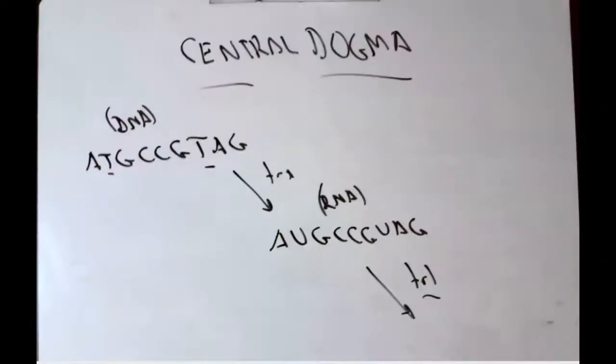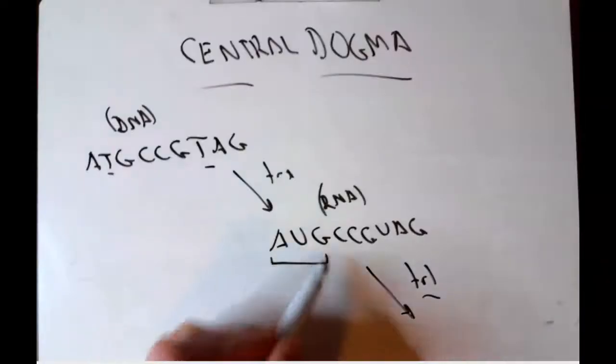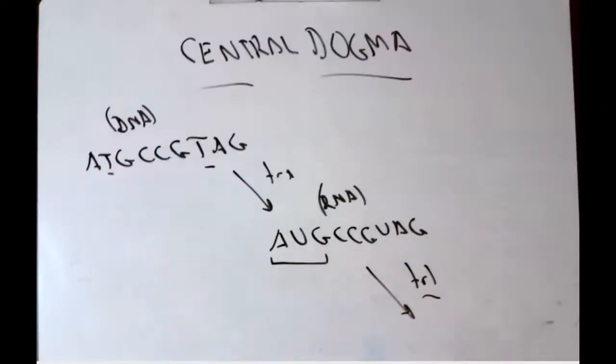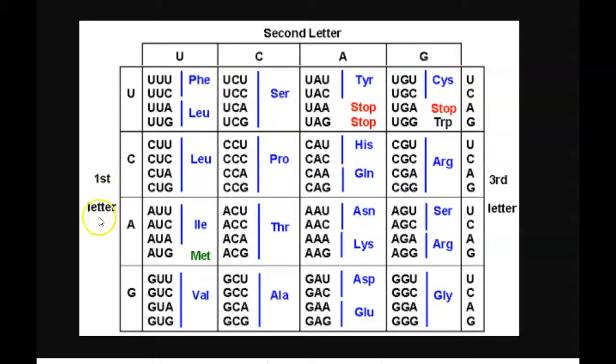So if I bounce back and forth, our first group of 3 nucleotides in the RNA is AUG. So if I come back to my table, well, the first letter is an A, so let me focus on this row. The second letter is a U, so now I'm down to this box, and then I can find that AUG is methionine.